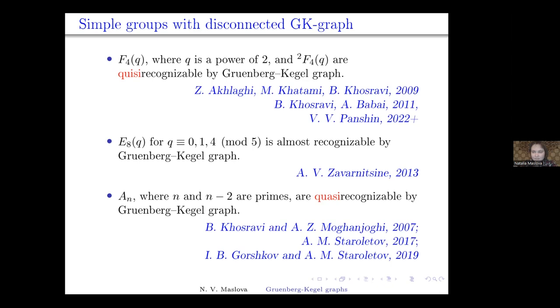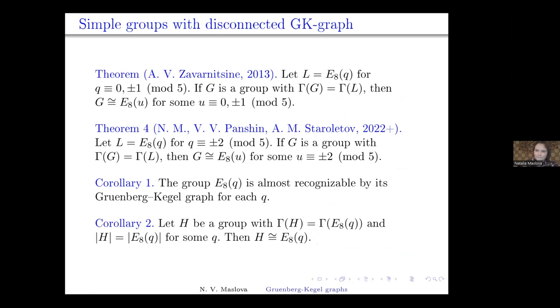I will tell about conjectures later. And what about results? First of all, we were able to generalize the results by Andrei Zavarnitsyn. Me and Viktor Panshin and Alexei Staroletov have recently proved that if L is EHQ, where Q equals plus minus 2 modulo 5, and if G is a group such that its Gruenberg-Kegel graph coincides with the Gruenberg-Kegel graph of L, then G is forced to be isomorphic to EHQ, again with Q equals plus minus 2 modulo 5.